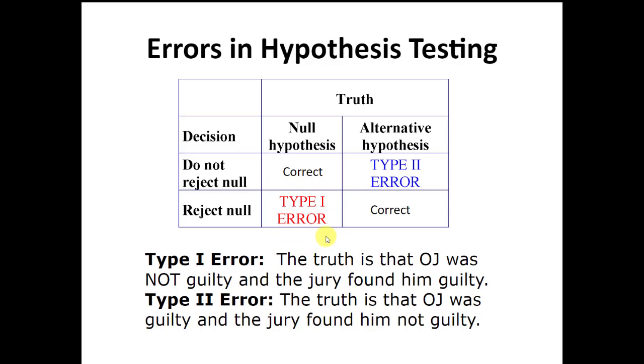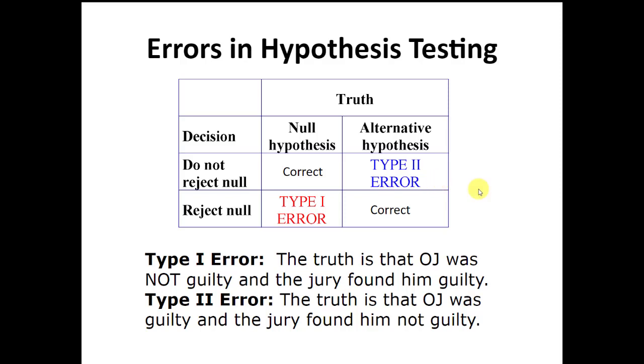The other type of error that can happen is a type 2 error. That would happen if the truth was that O.J. was guilty and the jury found that he was innocent, that there was not enough information to reject the null of innocence, and they found him not guilty. This would be a type 2 error. This would have been the type of error that would have been committed in the criminal trial.